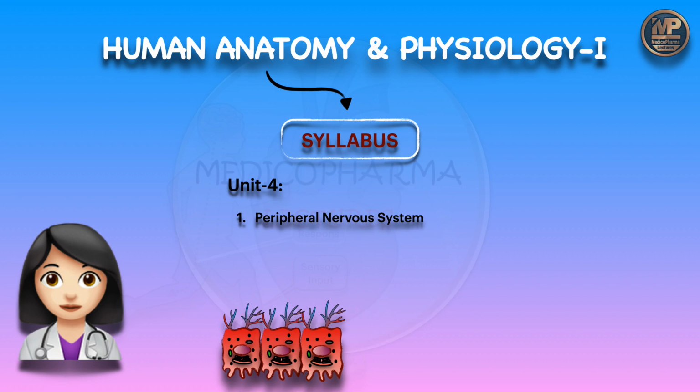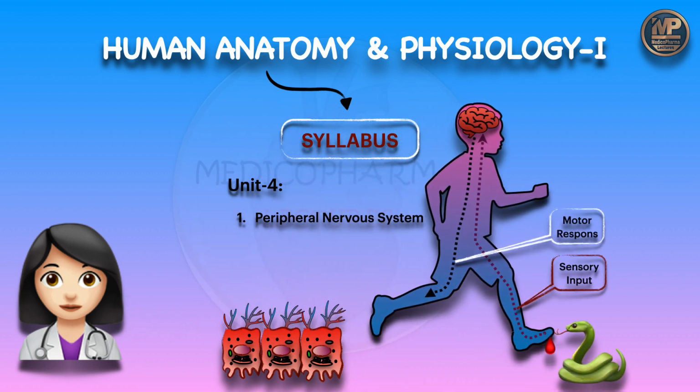Unit 4, Chapter 1, Peripheral Nervous System. The first chapter is about the peripheral nervous system, where we will discuss the sensory nervous system as well as the motor nervous system.